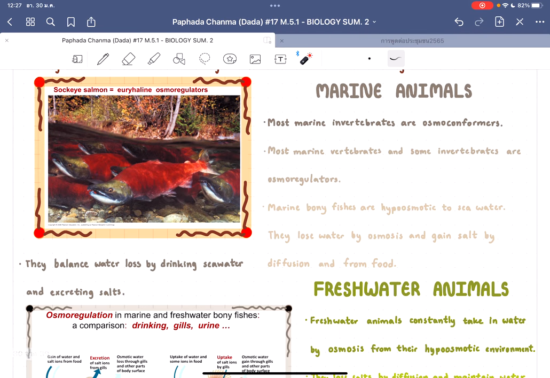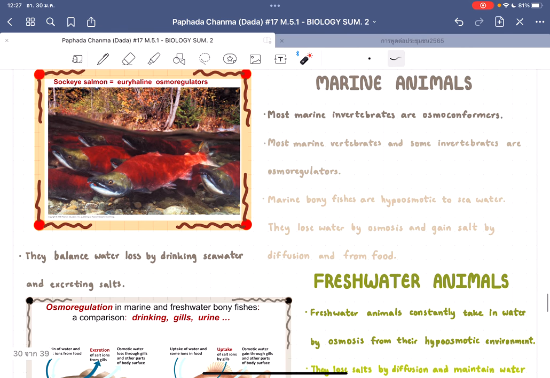This is the sockeye salmon over here. Marine animals. Most marine invertebrates are osmoconformers. Most marine vertebrates and some invertebrates are osmoregulators.